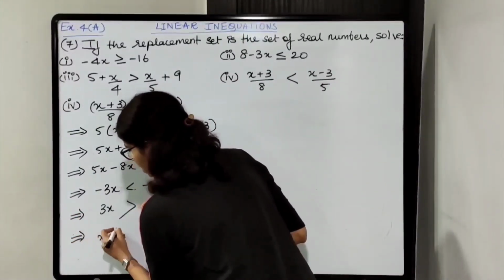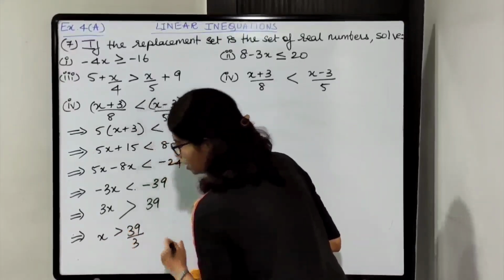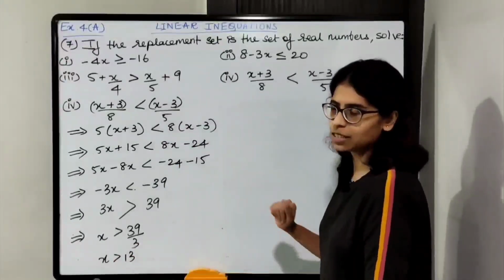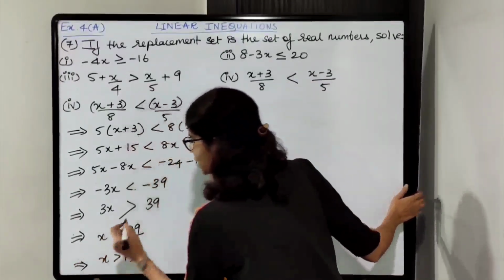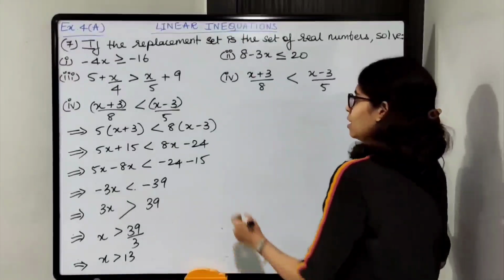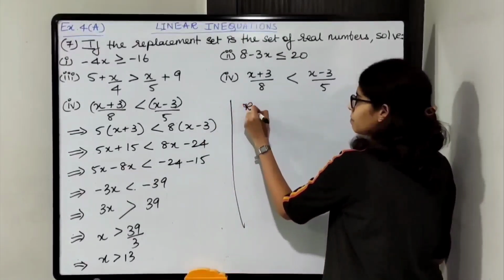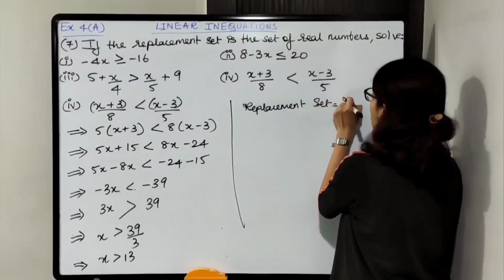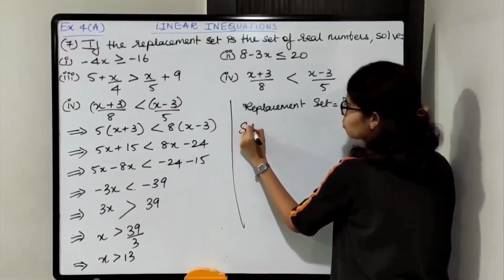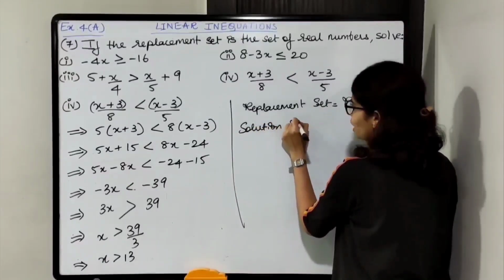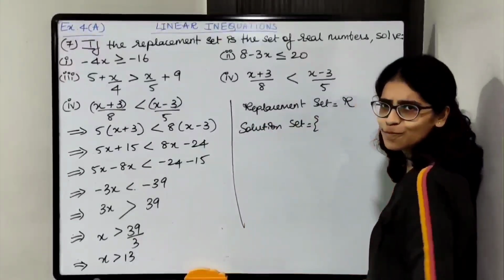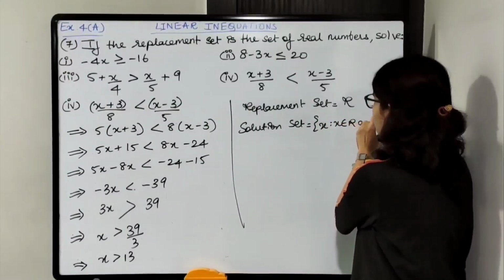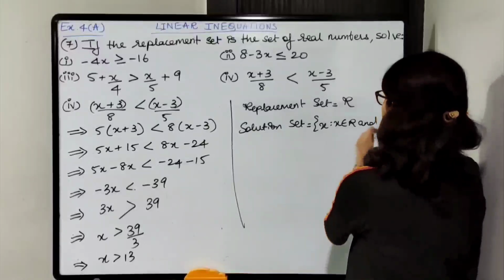So x is greater than 39 by 3. So x is greater than 13. Okay, 3 13s are 39. So x is greater than 13. Replacement set क्या है? It is real numbers. So write down replacement set is R. So solution set for x, set builder form, x such that x belongs to R and the condition x greater than 13.